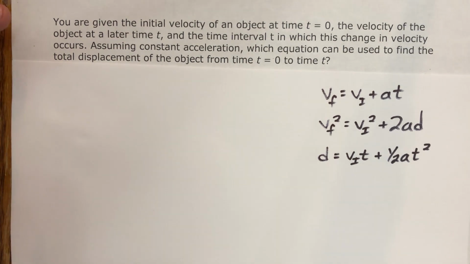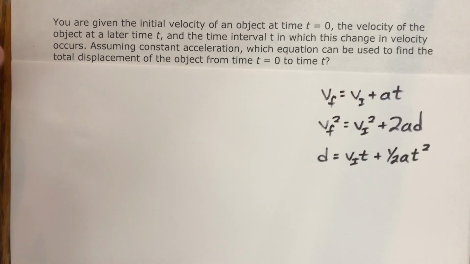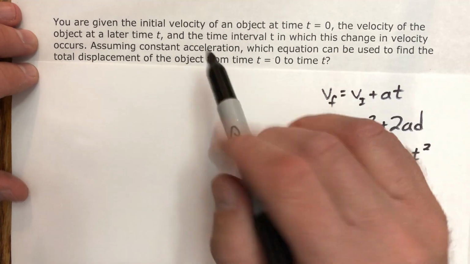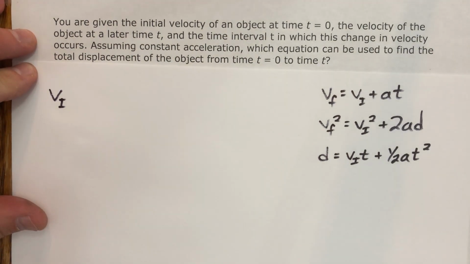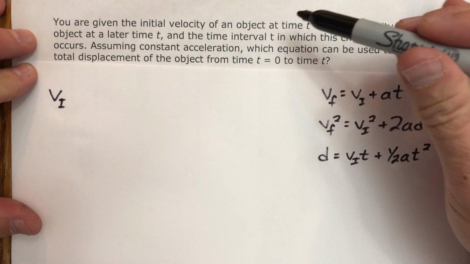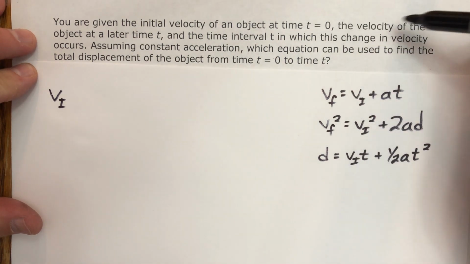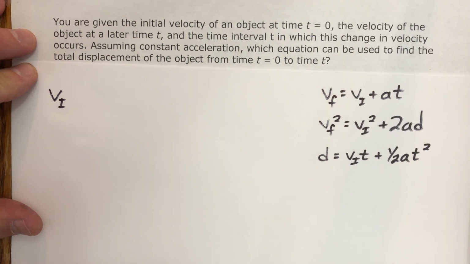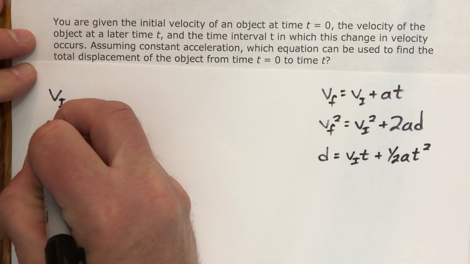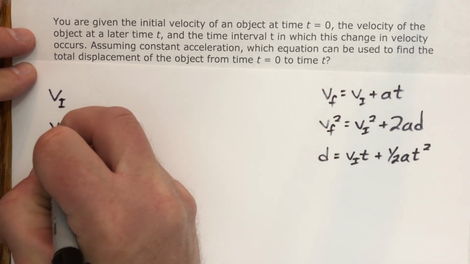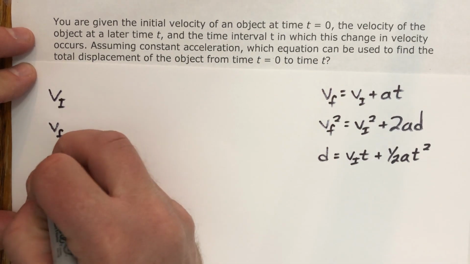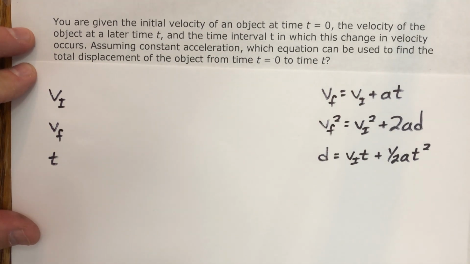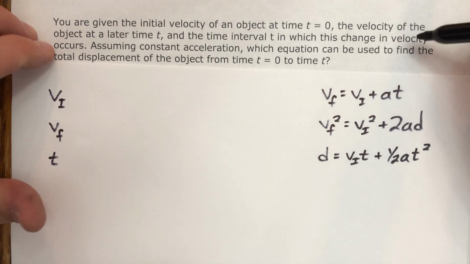So now what we want to do is read the question and write down our givens. Typically we read the question 2 or 3 times, but I'm just going to read it once. You're given the initial velocity. It doesn't give us a number, but we know we have it, of an object at time t equals 0. The velocity of the object at a later time t, so we have the final velocity. And the time interval in which this change in velocity occurs.